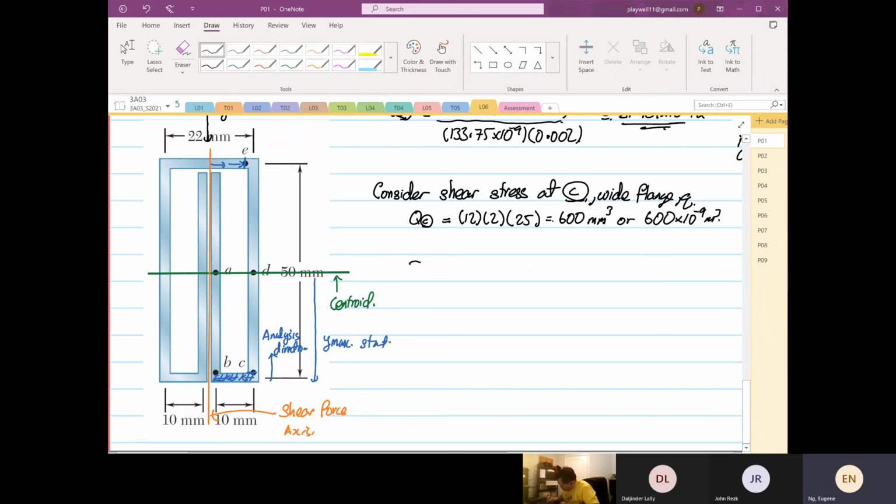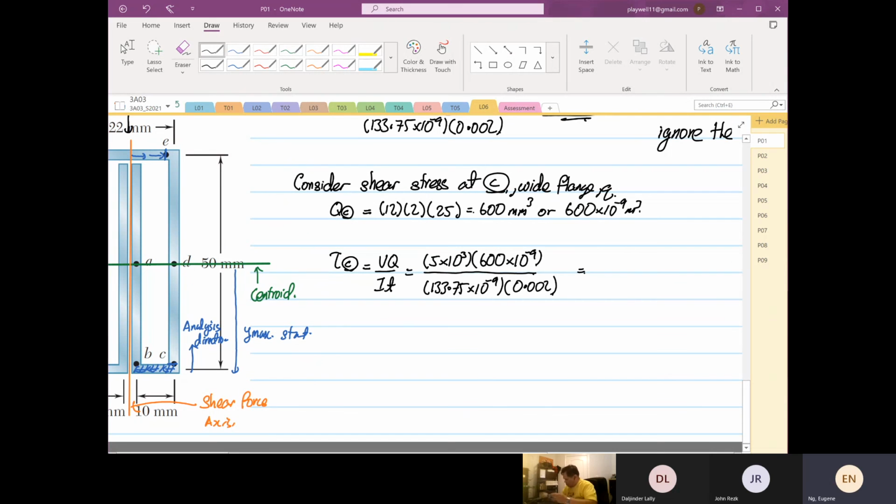So the shear stress at point C is equal to VQ over It. The V is 5 times 10 to the power 3, multiplied by 600 times 10 to the power minus 9. The I is 133.75 times 10 to the power minus 9, and we just have 0.002. So this will be equal to 5 times 10 to the power 3 times 600 times 10 to the power minus 9.